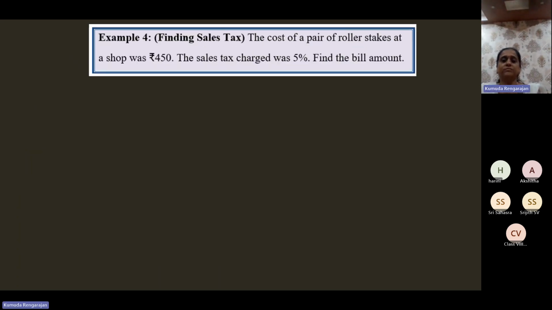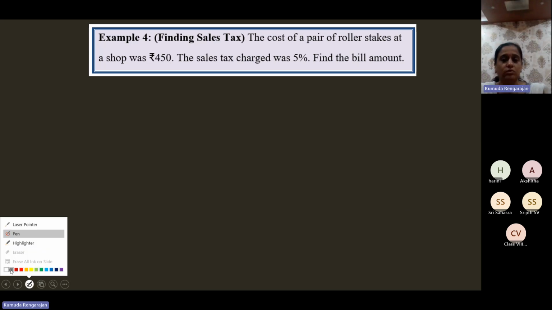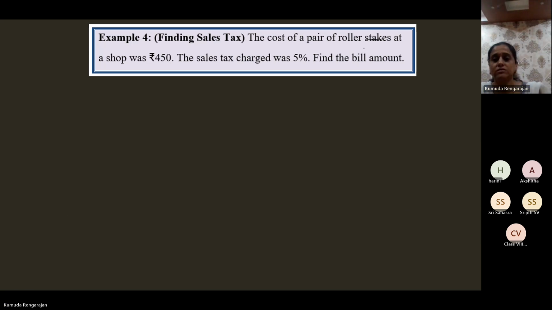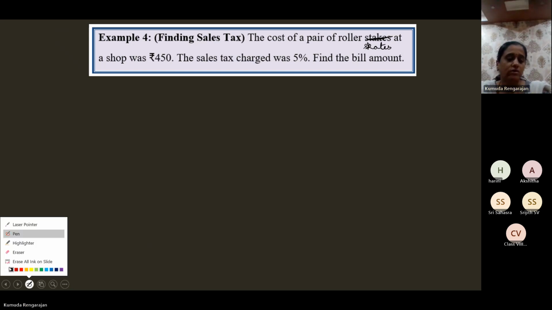Okay, next one. The cost of a pair of roller skates at a shop was rupees 450. The sales tax charged was 5%. Find the bill amount. Okay.